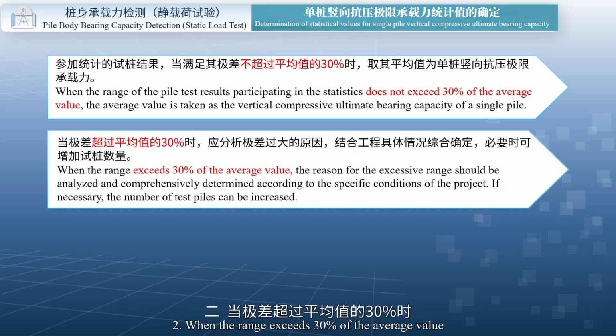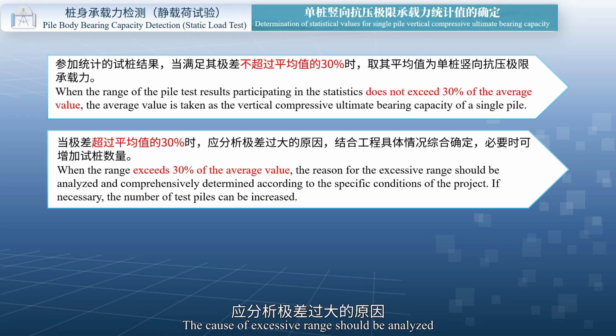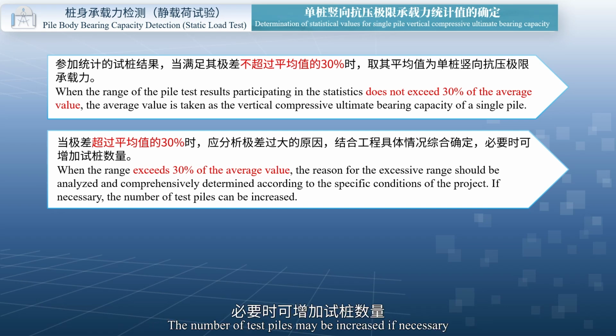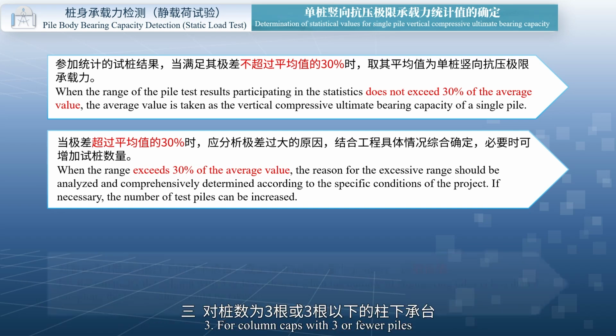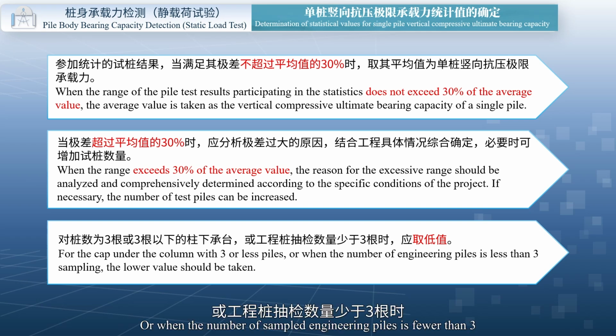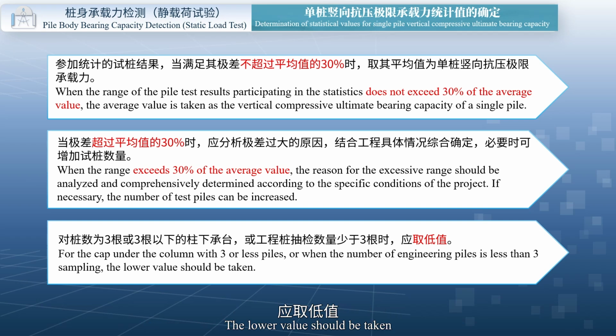Second, when the range exceeds 30% of the average value, the cause of excessive range should be analyzed, determined comprehensively based on specific engineering conditions. The number of test piles may be increased if necessary. Third, for column caps with 3 or fewer piles, or when the number of sampled engineering piles is fewer than 3, the lower value should be taken.